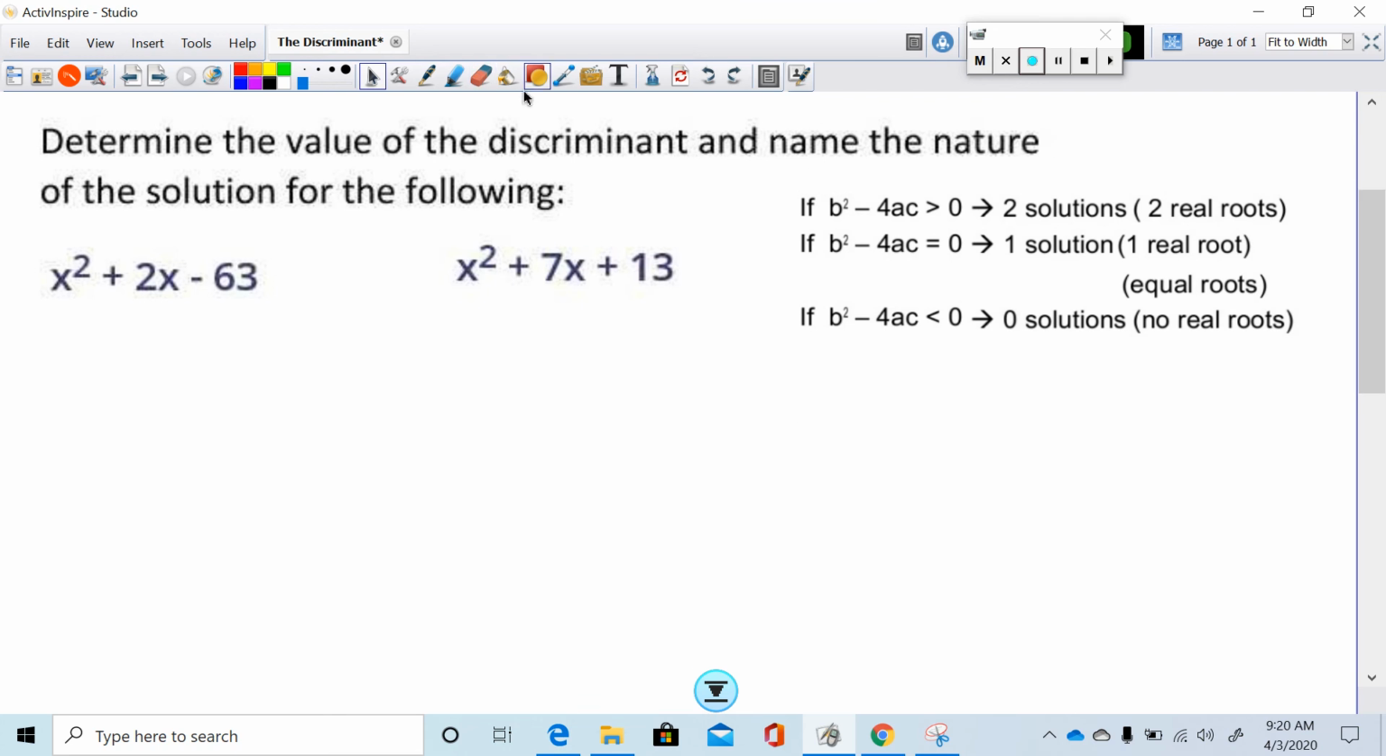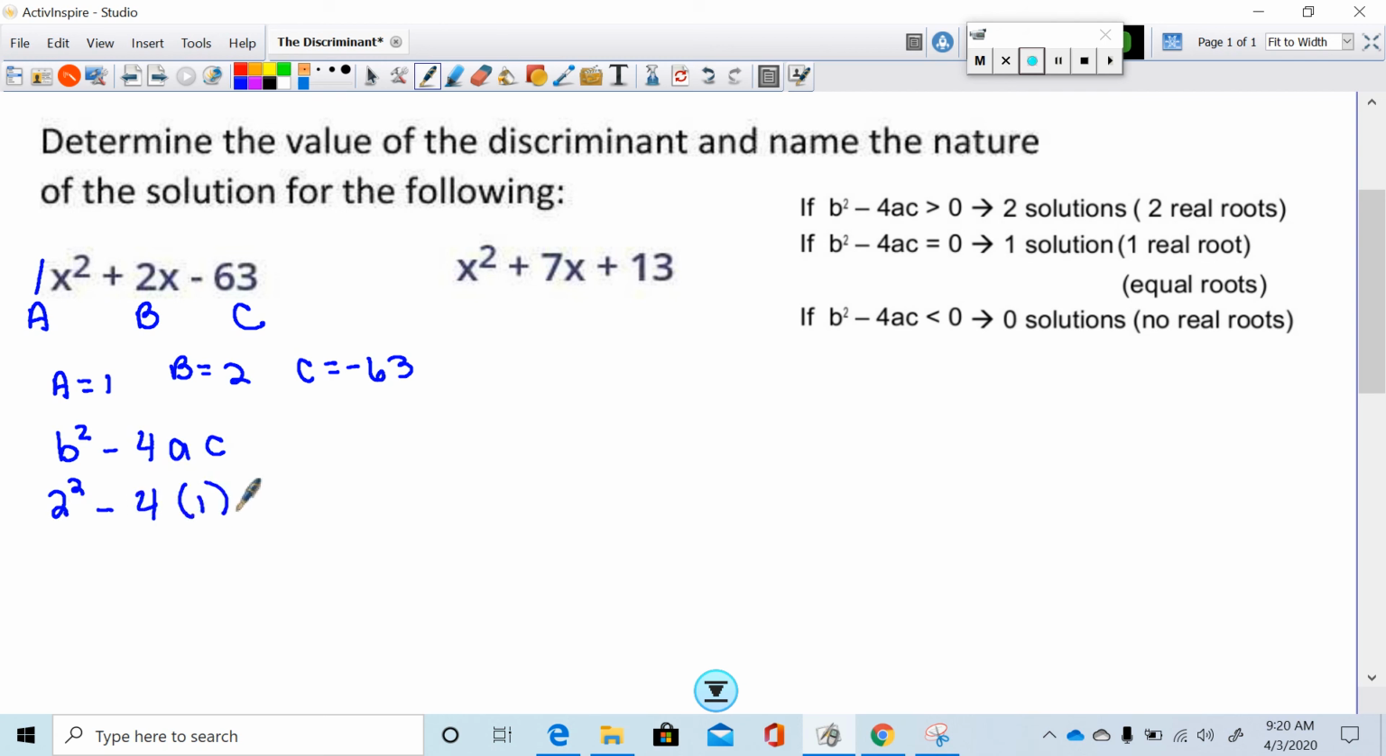Okay, so we're going to determine the value of the discriminant and then name the nature of the solution for each of the following. Remember, if there's nothing in front of a variable, it's a 1. In quadratic form, ABC, A equals 1, B equals 2, and C equals negative 63. So I'm going to do b squared minus 4ac. So I'm going to do 2 squared minus 4 times a times c.